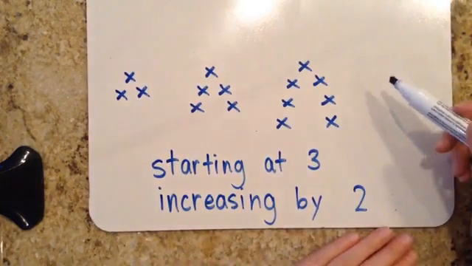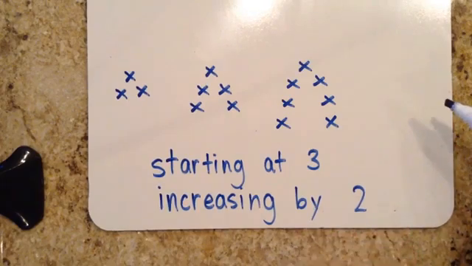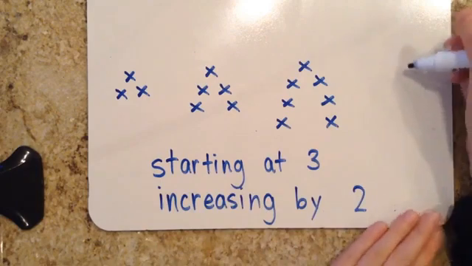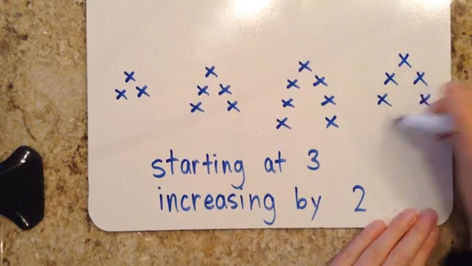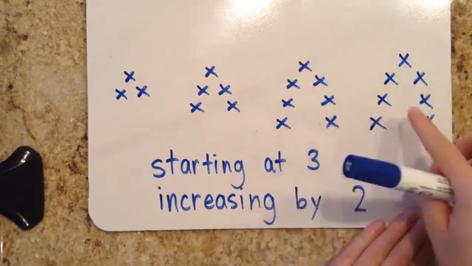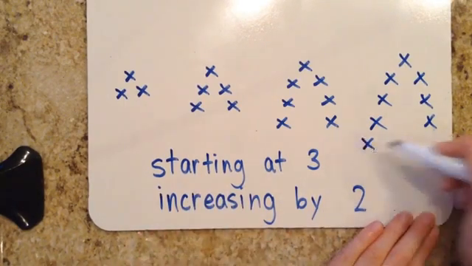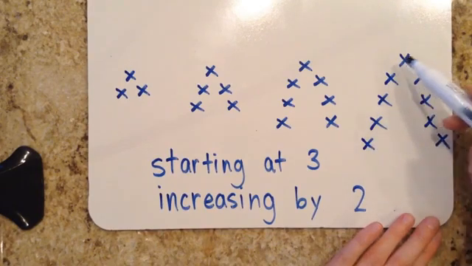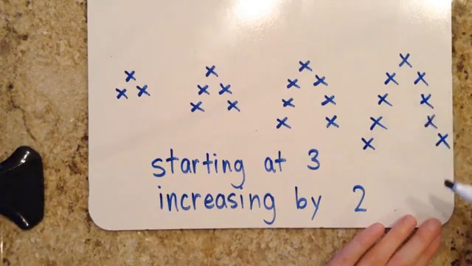Can you figure out how many X's to draw in the next term? To figure it out, draw exactly what you had in the last term. I'll copy it. Same. And now you have to grow by 2 or increase by 2. Count them. 1, 2, 3, 4, 5, 6, 7, 8, 9. There are 9 X's in that last term.